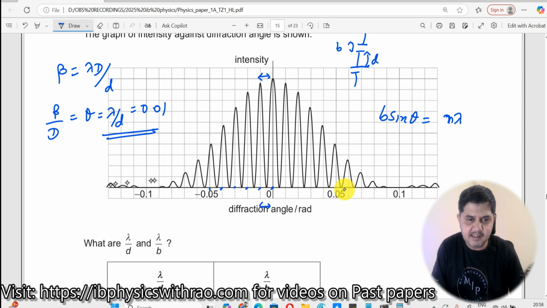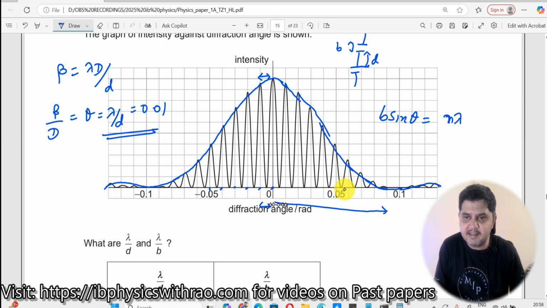And this, as you see here, if I just join these peaks, this is what I get. This is nothing but an envelope of all these minima and maxima, and you get something like this over here. Now what is this here? If I take this one here, this value will be equal to b sin theta. So put n equal to 1, you get lambda over here. Then you can say sin theta is equal to lambda divided by b.